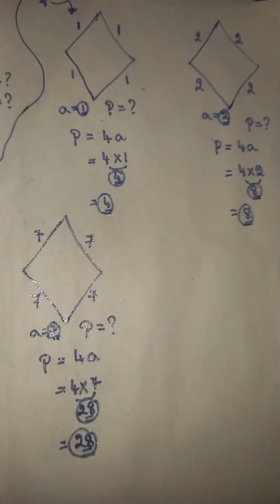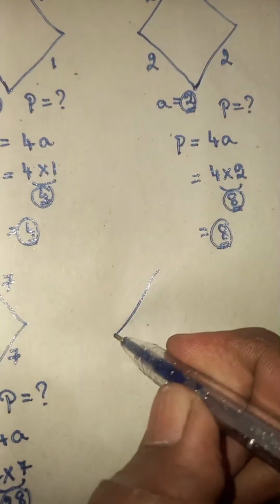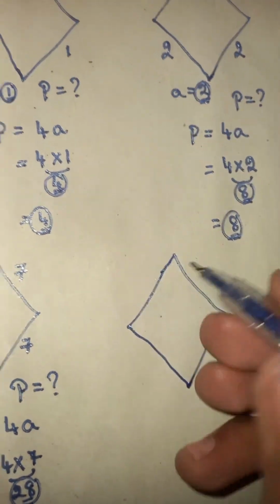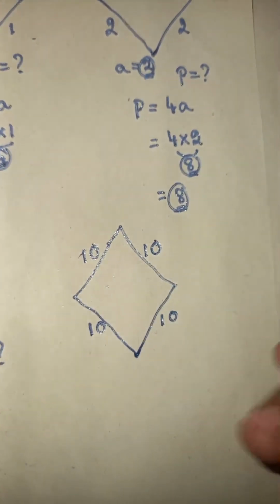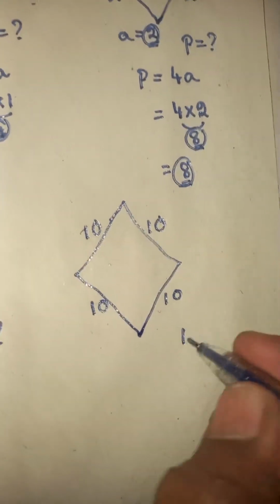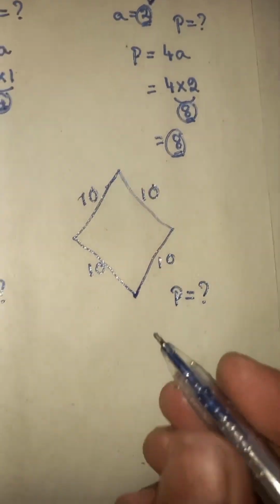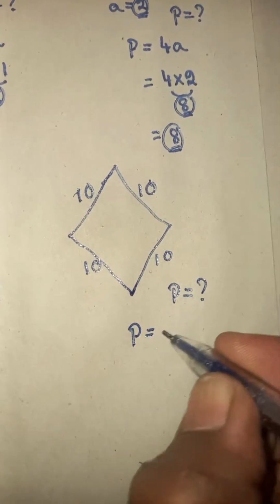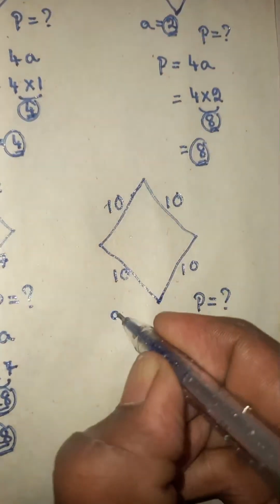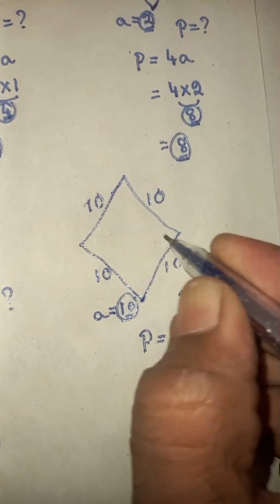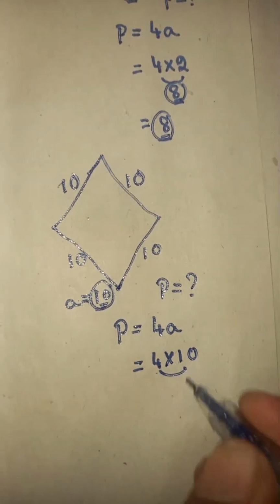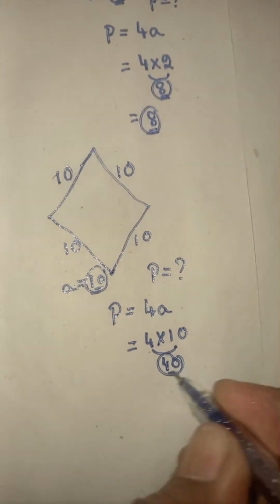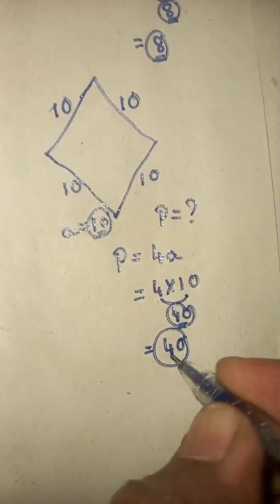Let's take one more rhombus. In this rhombus, they have given all sides equal to 10 units. When all sides are given as 10 units, here also you need to find out what's the perimeter of the rhombus. Perimeter of the rhombus even here is 4 times the side length. Here also the side length is 10 units. So it becomes 4 times 10 units. 4 times 10 is 40. So it's going to become 40 units.